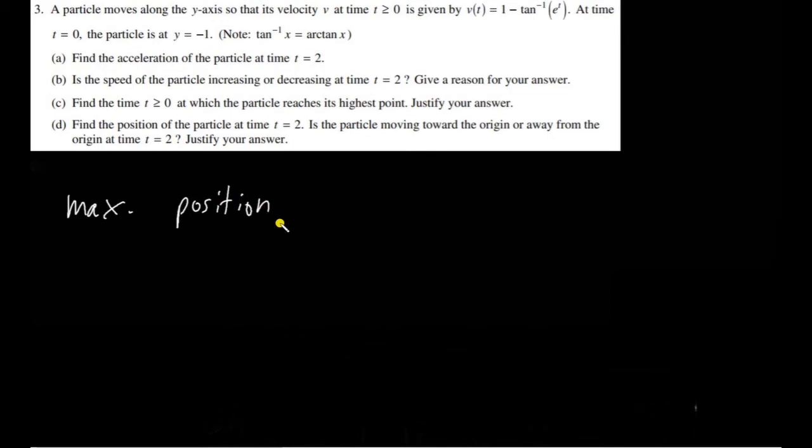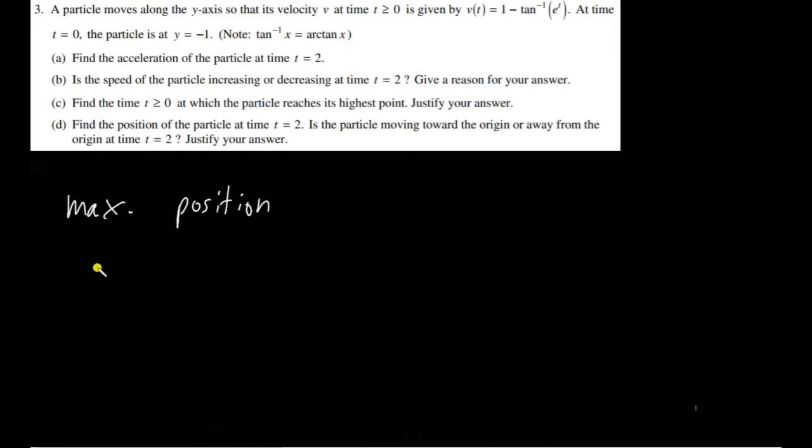Okay, and then how do we figure that out? Well, if we want to figure out the maximum of a function, we take its derivative and set it equal to 0, right? By the first derivative test. So what we can do is take the derivative of position and set it equal to 0. What is the derivative of position? Well, the derivative of position is velocity, right? So to figure out where the position is at a maximum, we can take the velocity function, which is the derivative of the position function, and set it equal to 0.